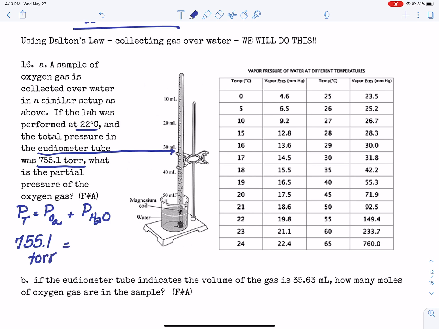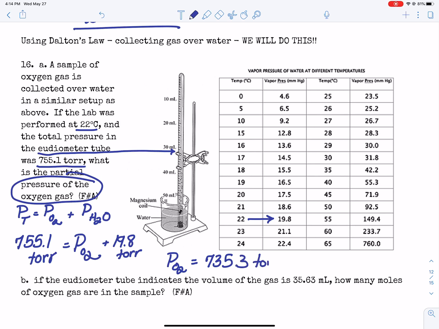The question is asking, what is the partial pressure of the oxygen gas? And a table, one we would easily have in your lab packet, shows the vapor pressure of water at different temperatures. At 22 degrees Celsius, we know that the vapor pressure of water is 19.8 torr, or millimeters of mercury. So just subtract, and we get that the pressure of the oxygen would be equal to 735.3 torr, same thing as a millimeter of mercury.